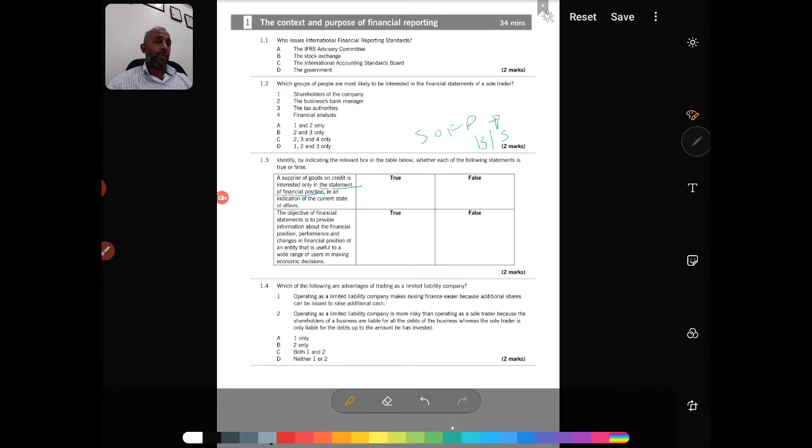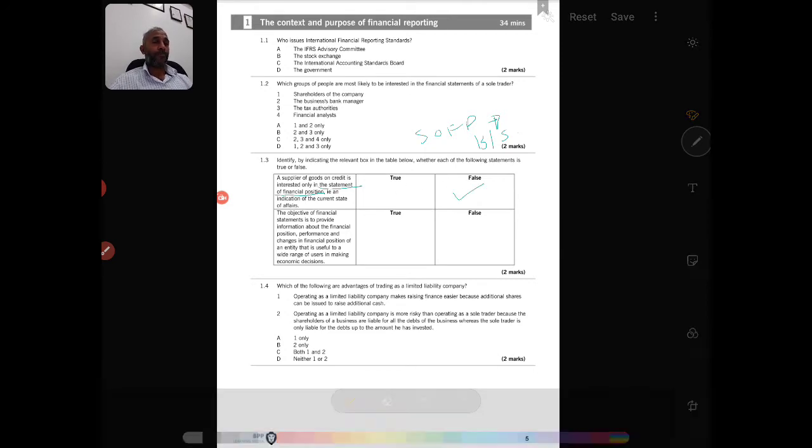So this statement says that the supplier is only interested in the balance sheet. What is the balance sheet or statement of financial position? It shows the balances of a business on a particular given date. So the accounts payable will be there. Obviously, yes, the supplier will be interested to know that, but is that the only thing he is interested in? No. He will also be interested to learn about the purchases the company has made with him. So this statement is not true, it is false.